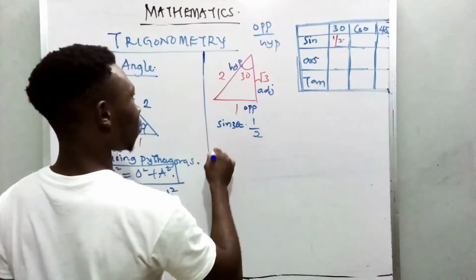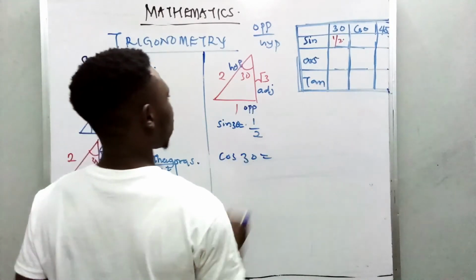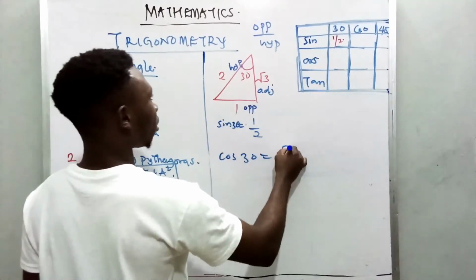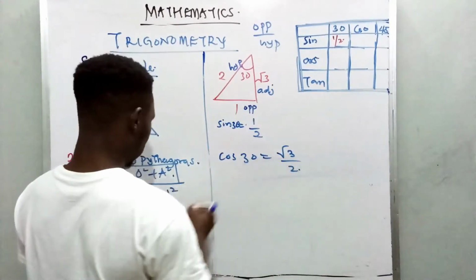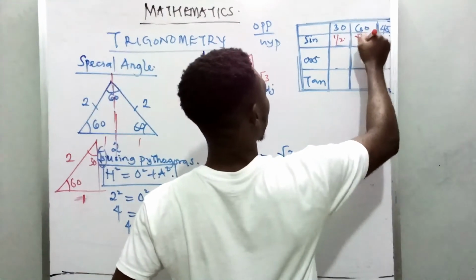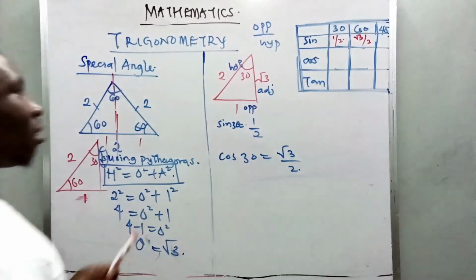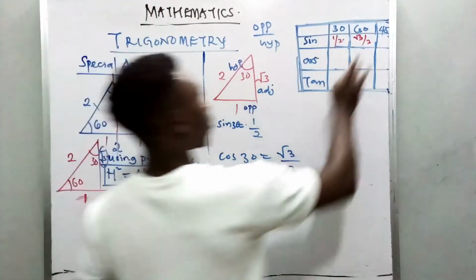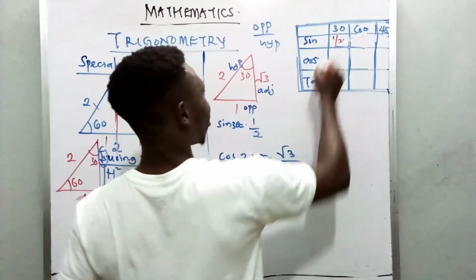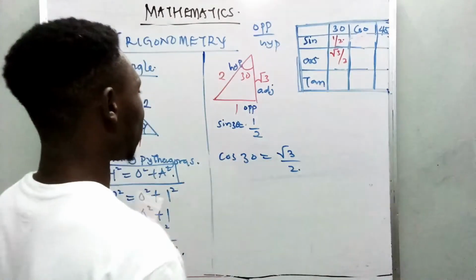We have sine 30. So let's find what? Cos 30. Cos 30 here is equal to adjacent over what? That is what? Root 3 over 2. Which is what? Root 3 over 2. And finally, cos 30 is equal to what? Root 3 over 2.